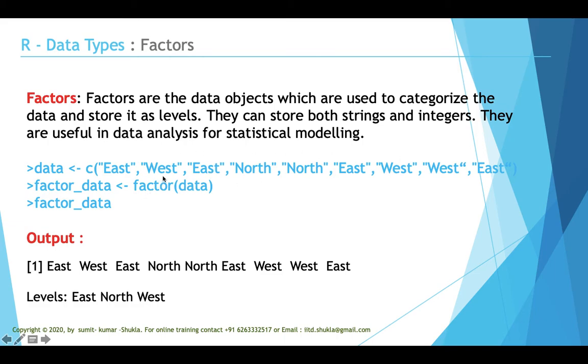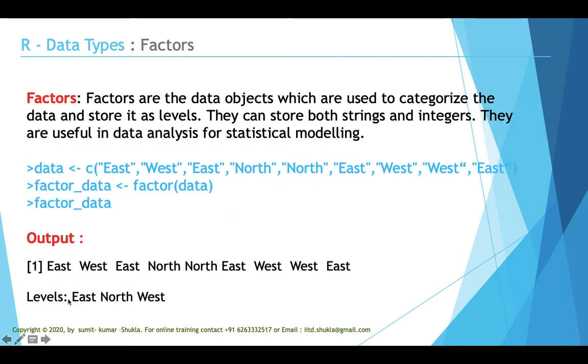In factor data, we write directly unique, and in R we write it as a factor. So factor is nothing but the unique values we get. You write factor, and then you mention which data's factor you need. So this is my data, and I am writing factor of data and printing it. You will get east, west, everything you have mentioned.